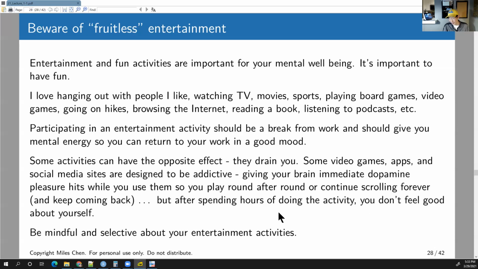There are some video games, some apps, some social media sites that are specifically designed to be addictive, in that while you're using them, they give you these immediate dopamine pleasure hits. So you just stay round after round, or you keep scrolling, infinite scroll forever and ever. You end up spending hours doing this activity, and at the end, you just don't feel any better about yourself.